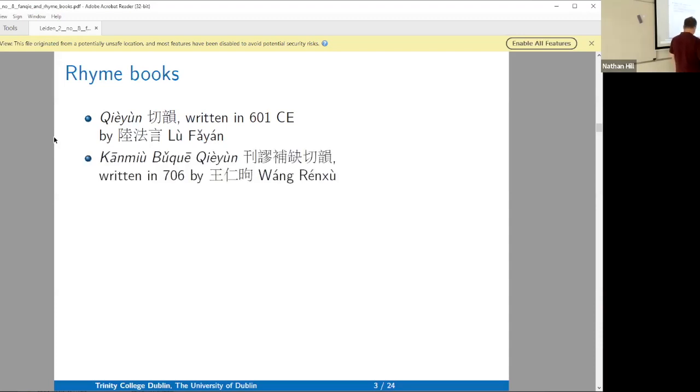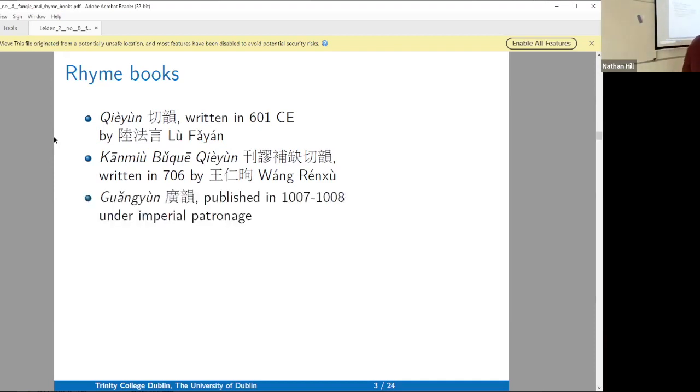But anyhow, the first complete instance of this book that we have, a kind of future edition, is this Kang Yu Bu Qiu Qiyan, written in 706 by Wang Renxu. And I gave that to you. So you'll remember that I gave you a bunch of PDFs, and then a month later I gave you one more. So that one more I gave you is the complete manuscript of this rhyme book.